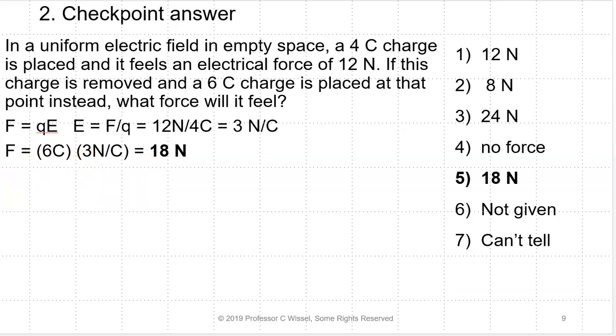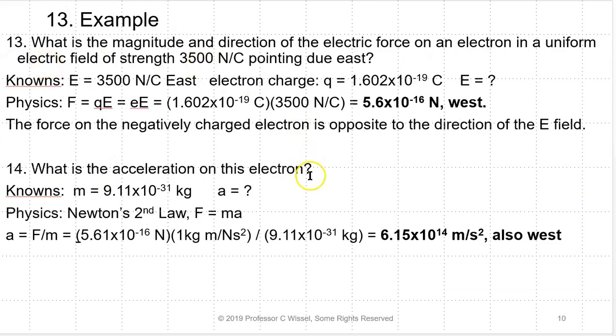Okay, what is the magnitude and direction of the electric force on an electron in a uniform electric field of strength 3,500 newtons per coulomb pointing due east? The knowns and unknowns: the electric field is 3,500 newtons per coulomb east. The charge is 1.602 times 10 to the minus 19 coulombs.